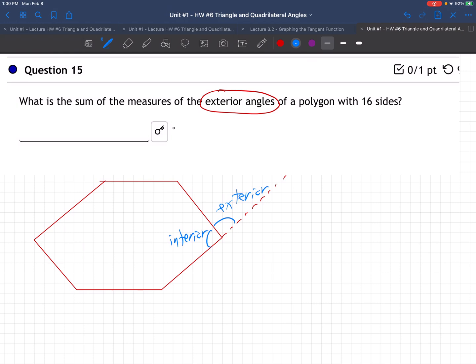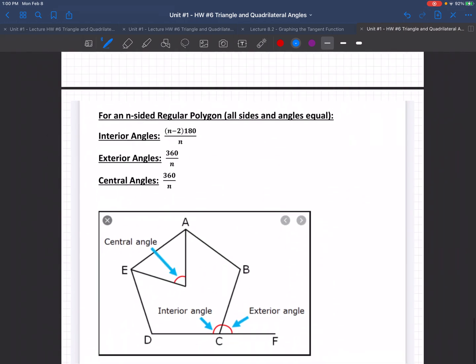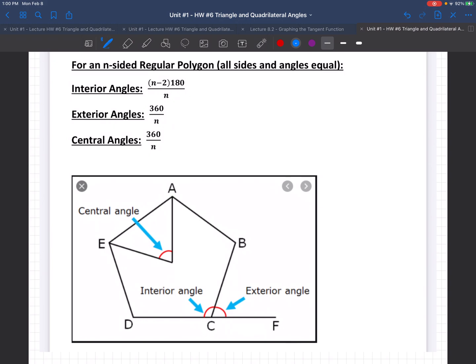Well, what I've done, here's the notes. I've given you a formula for this. And the exterior angle is, there's the formula for an exterior angle. It's 360 over n, and this is for a polygon, where n is the number of sides. Now this is for a regular polygon, but we'll make it work for this sum here. So 360 over n.